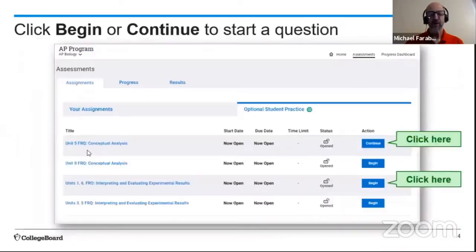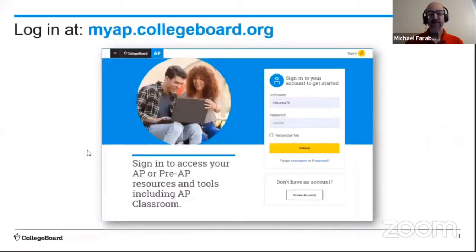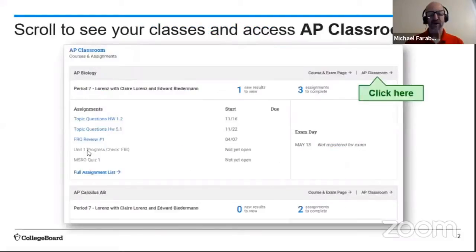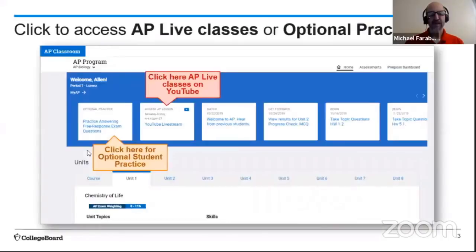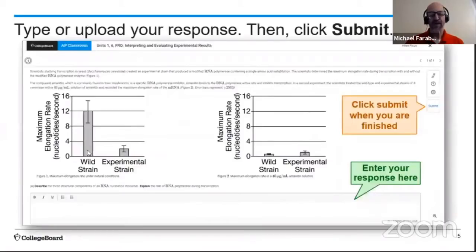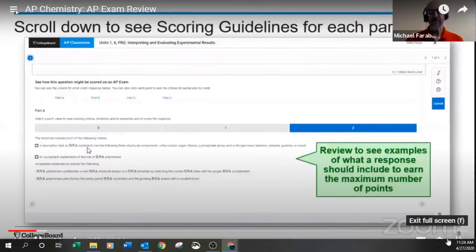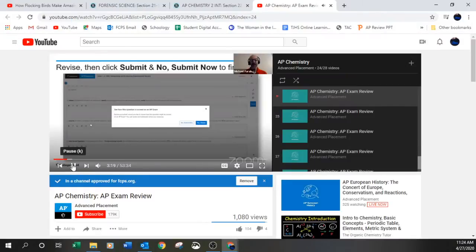Okay, so again, you would log in at myap.collegeboard.org. Click on AP Classroom. Click on the optional student practice problems. Then you can work on that. All right, so for today's lesson, I'm going to give you several AP practice problems. They're really nice because they're explicated exactly the way in which they're going to be graded on the AP exam.